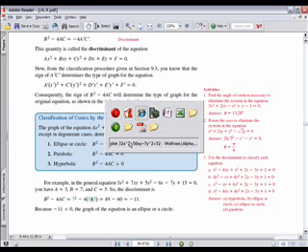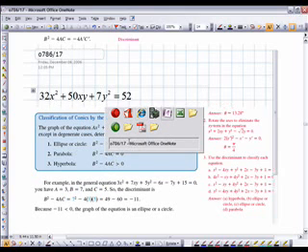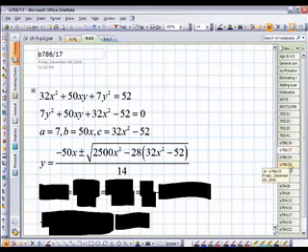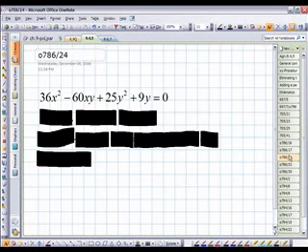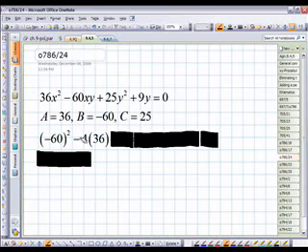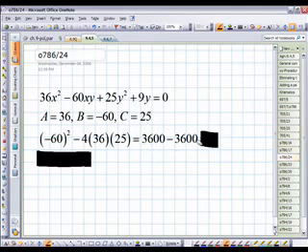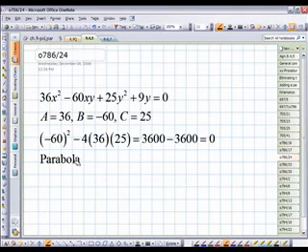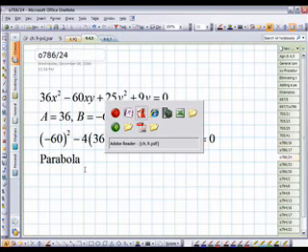And then an example of this type of problem would be over here. Our capital A is 36, capital B is negative 60, capital C is 25. B squared minus 4AC is equal to 0. So therefore we know this is going to be a parabola. Okay, so that's rotations of conics. Now we're going to take a look at systems of conics.